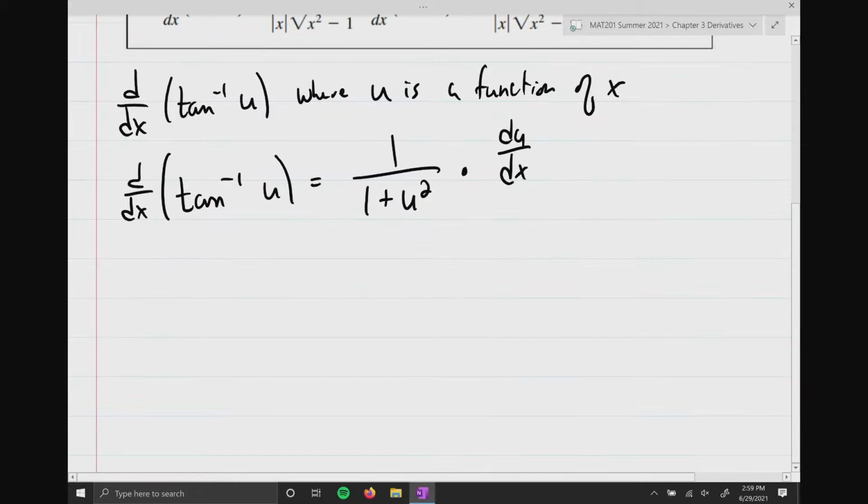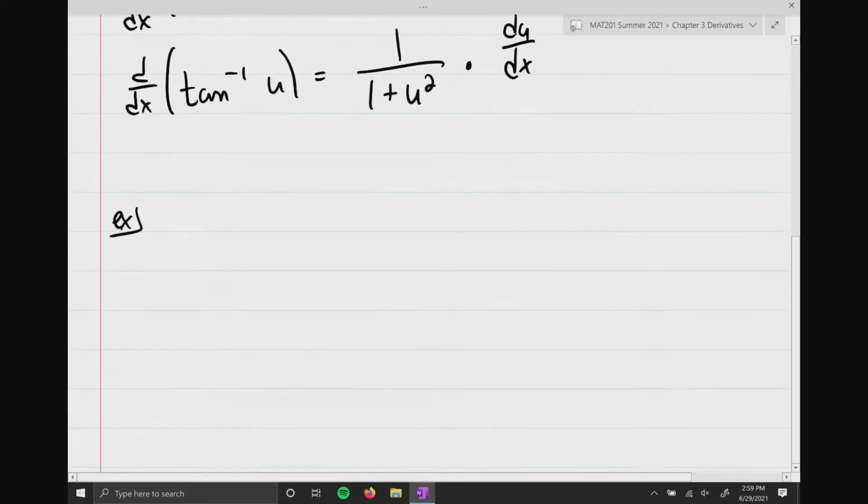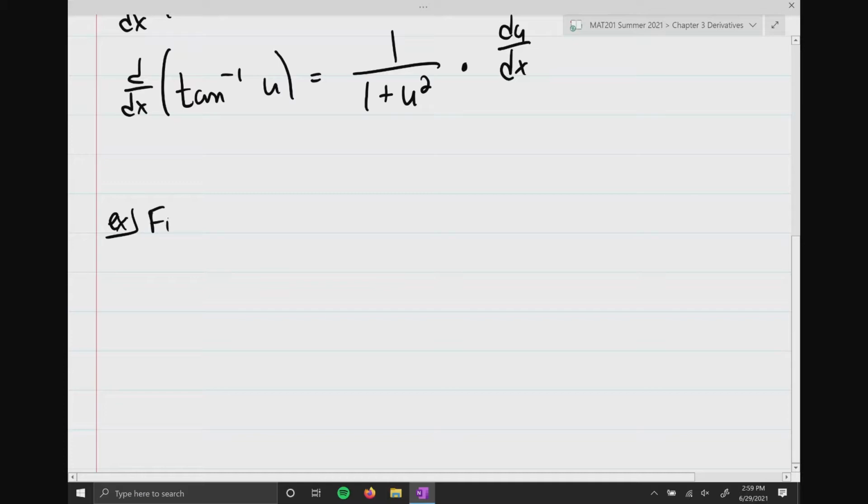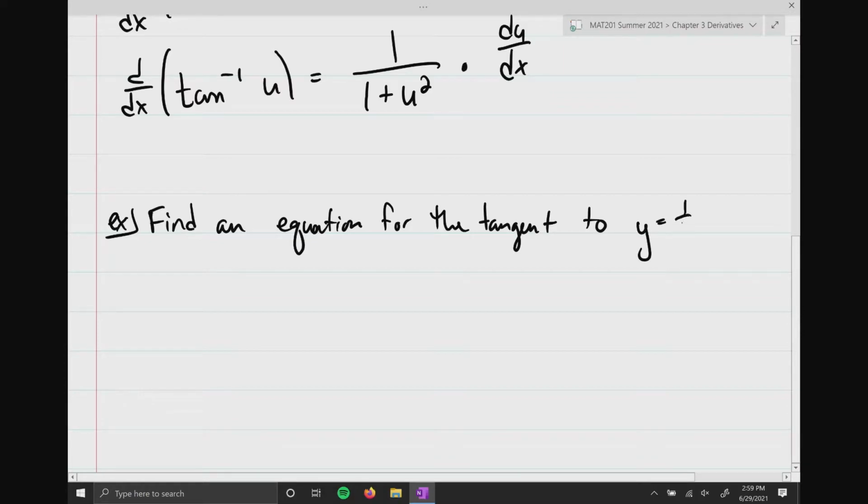So here's an example right here. We'll go back to one of my favorite examples, just finding the equation of a tangent line. Find an equation for the line tangent to y equals 1/4 inverse tangent of 1/2 x at the point 2 comma pi over 16.